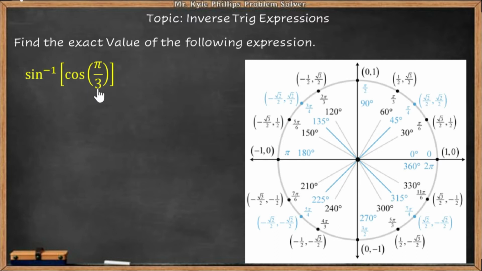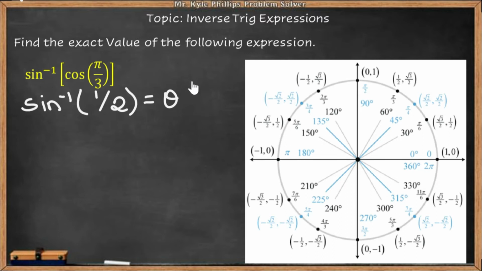So they want us to evaluate cosine of pi thirds. So if I reference my unit circle here, here is pi thirds and cosine is the x value. So that x value is 1/2. So here when I'm evaluating, I'm going to put 1/2 in for this expression. So now what I have is the inverse sine of 1/2 is going to give me what radian?